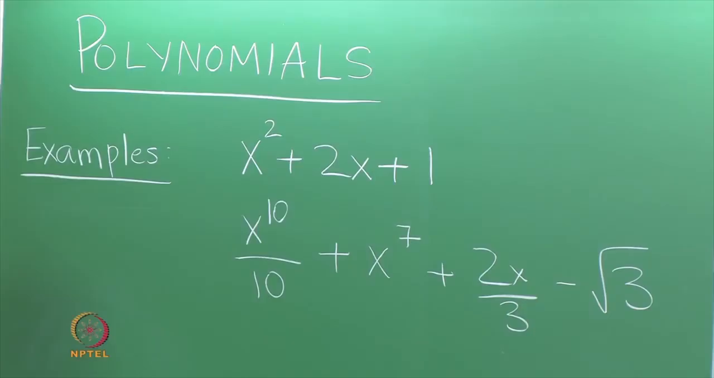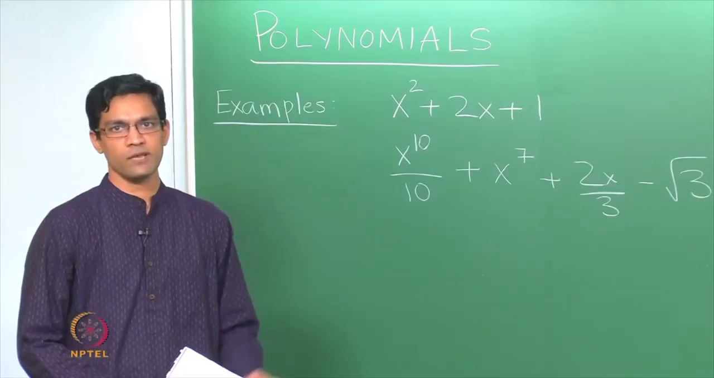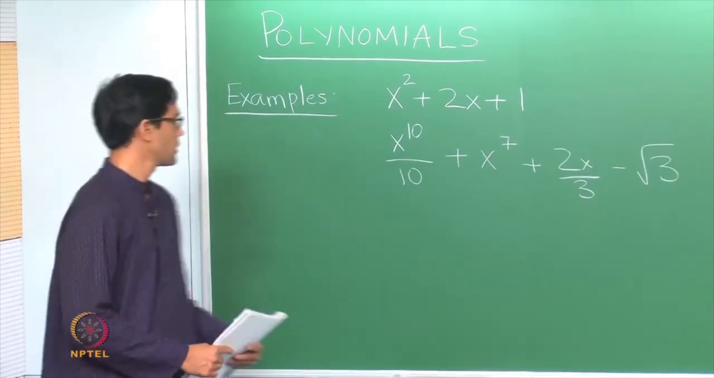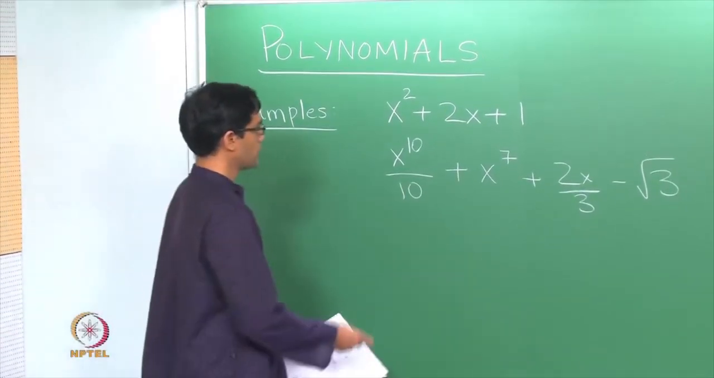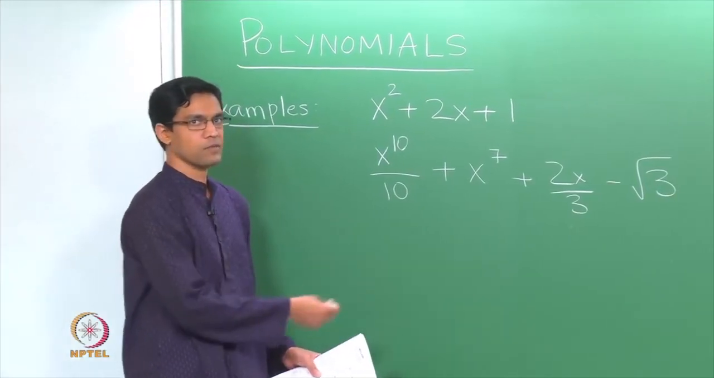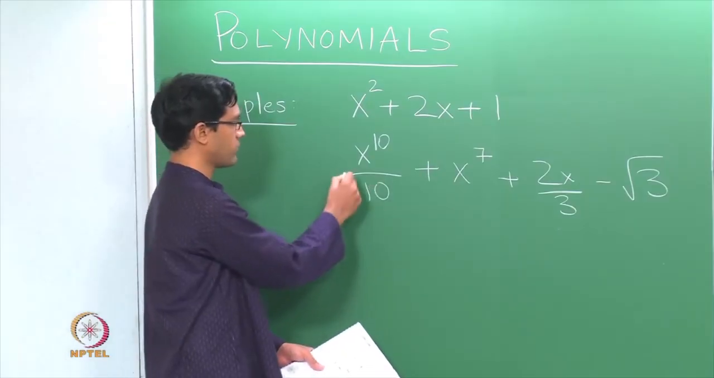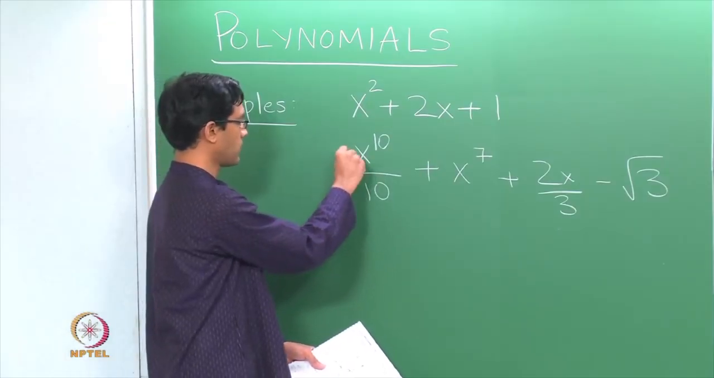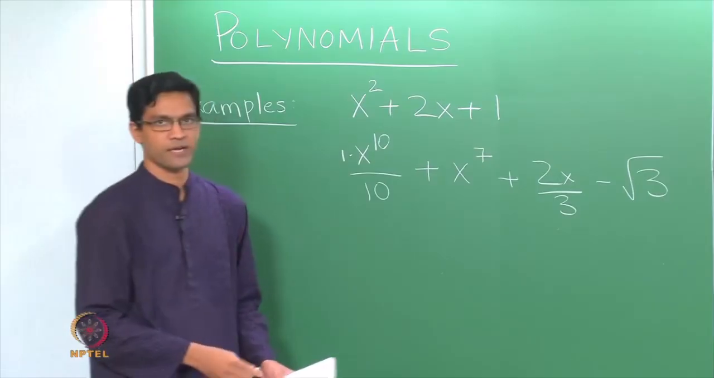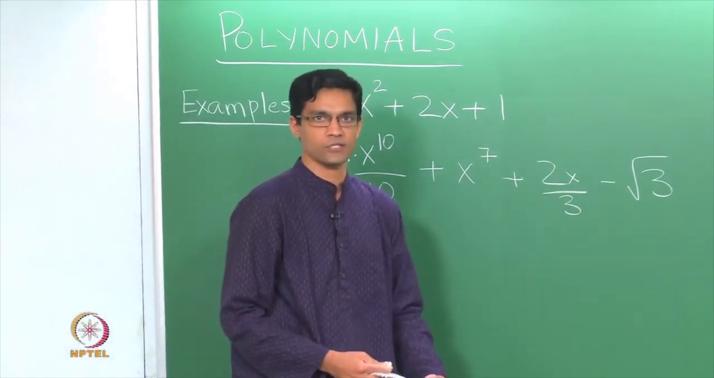Typically a polynomial looks like a combination of various powers of a variable, in this case the variable x. And notice that in addition to powers of the variable, you have some coefficients, some numbers which multiply them. For instance, you have the number 1/10 multiplying x^10, we have 2/3 multiplying x, you have a constant root 3 and so on.